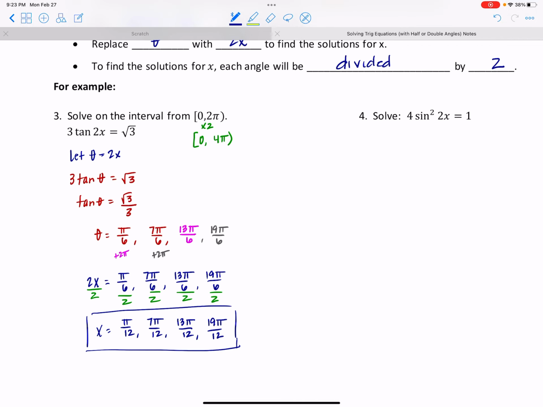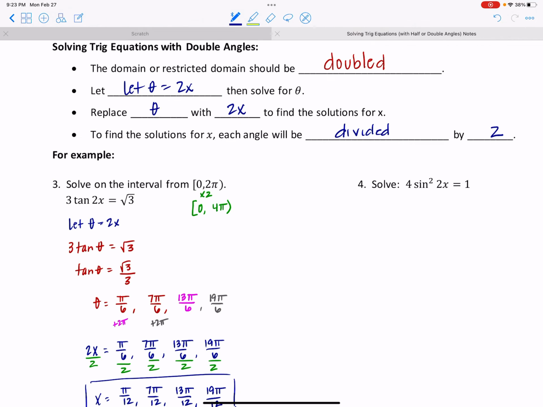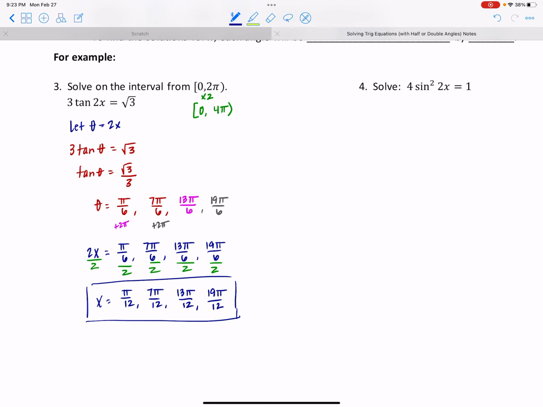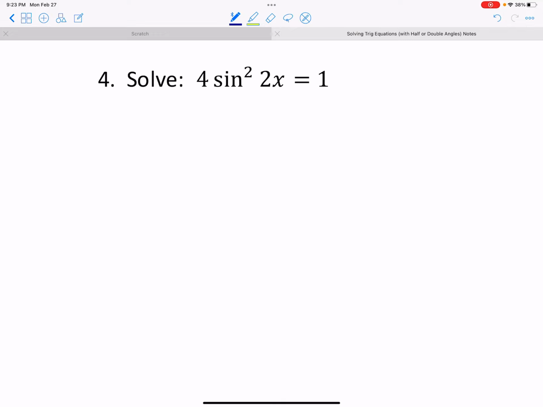Fun stuff, right? Good thing I gave you a lot of space for that. Okay, so let's try another. Let's try the next one. Now notice on this one there isn't a domain restriction.